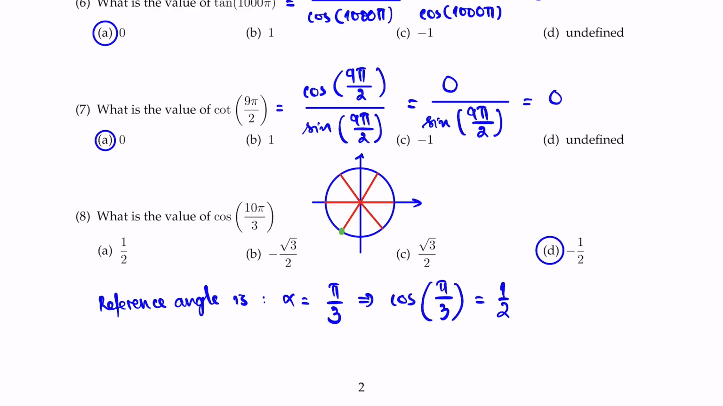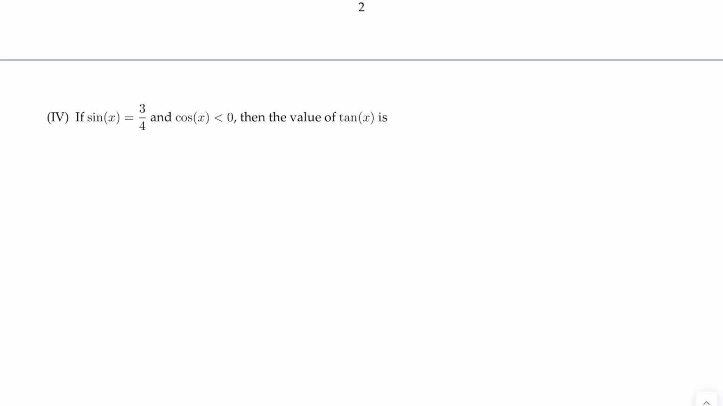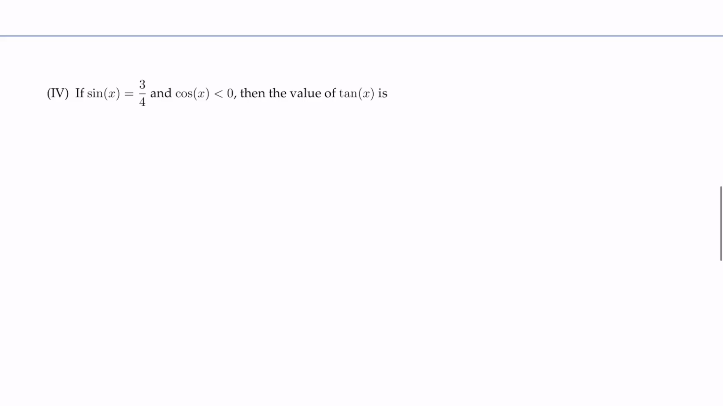So we're done with the multiple choice questions. Let's move on to some written responses. So if the value of sine of x is given as 3/4 and cosine is a negative number, what is tangent of x going to be?